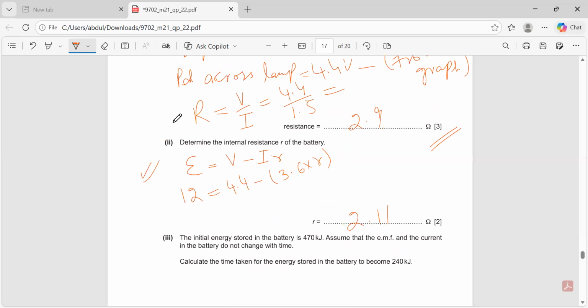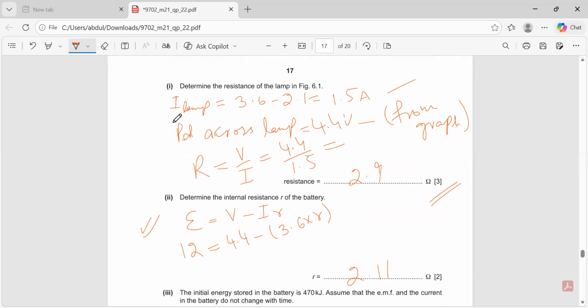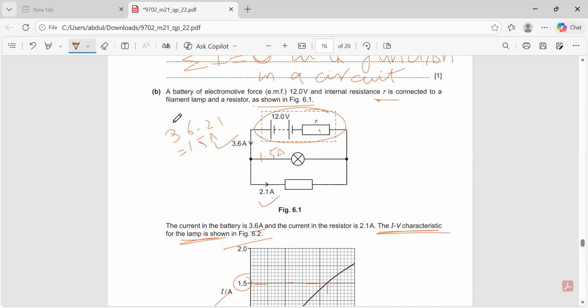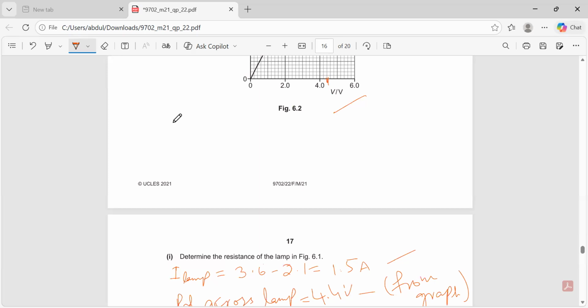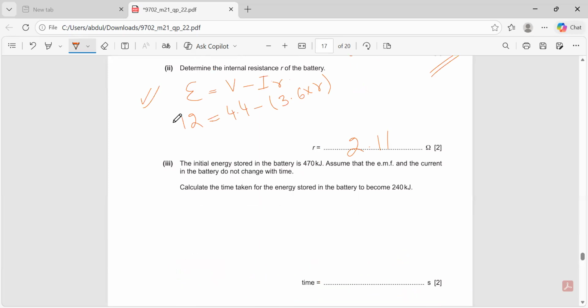This is a very important formula whenever we are dealing with the EMF. What is the terminal potential difference? Why did I subtract Ir from E? Come here in this circuit. Whatever is received by this lamp and this resistor will be after the lost voltage is subtracted. Some of the volts are lost across the internal resistor, so we subtract that. Whatever is left goes through the lamp and also through this resistor. That's what we did, making r the subject of the equation.